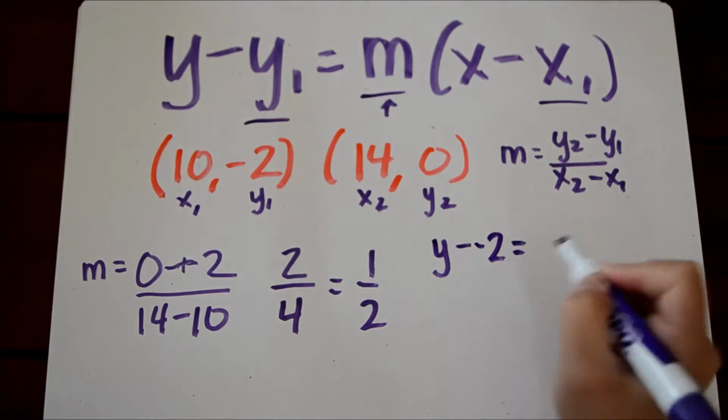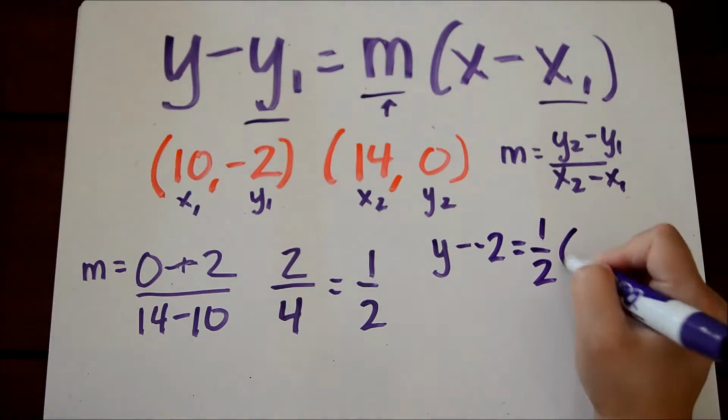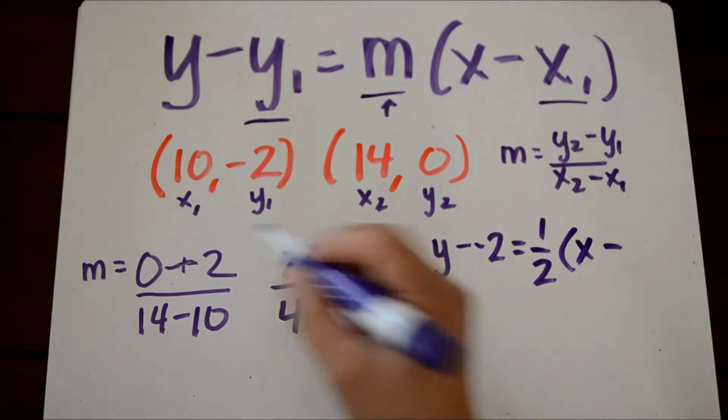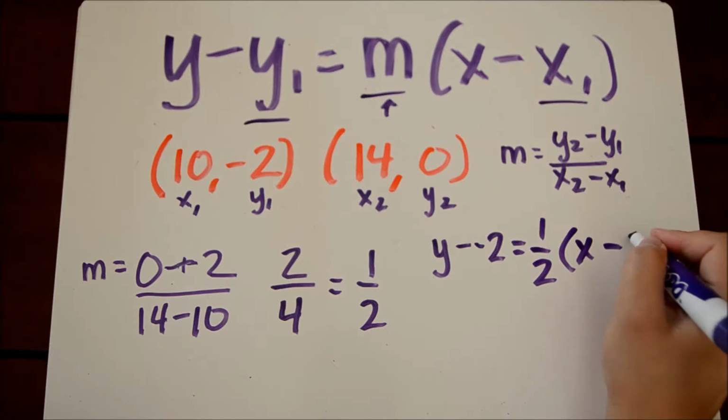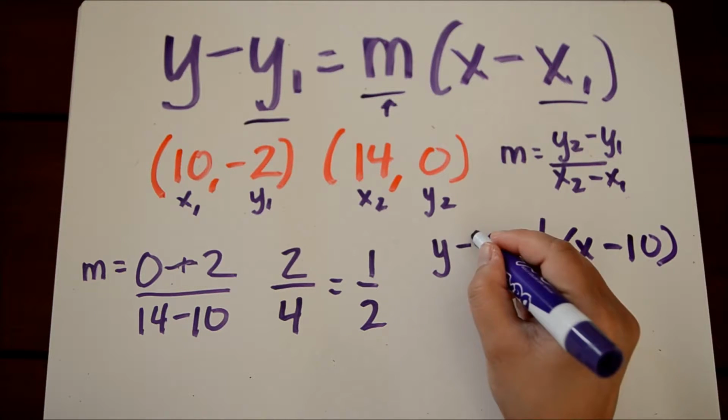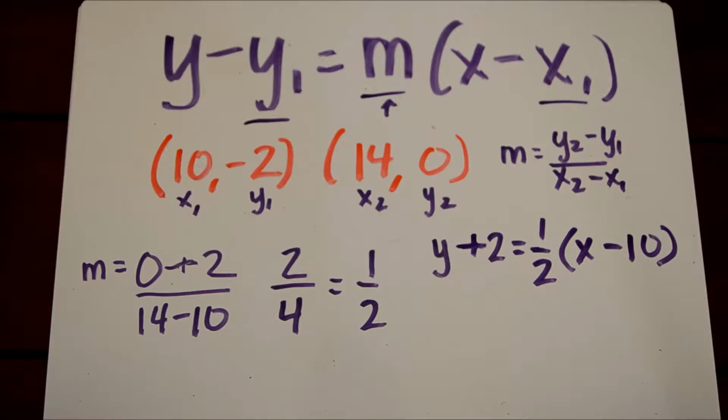So y minus y1 is negative 2. Equals 1/2 times x minus whatever my x1 is, which is 10 here. And we don't like that minus a negative, so I'm going to change that to a plus.